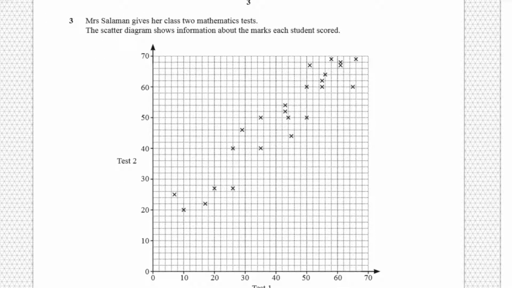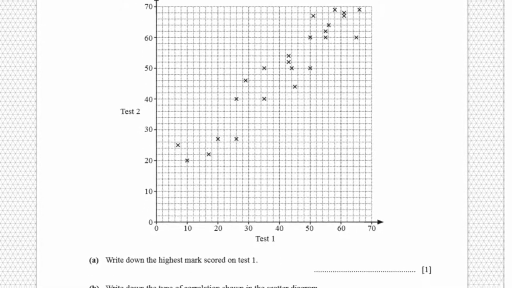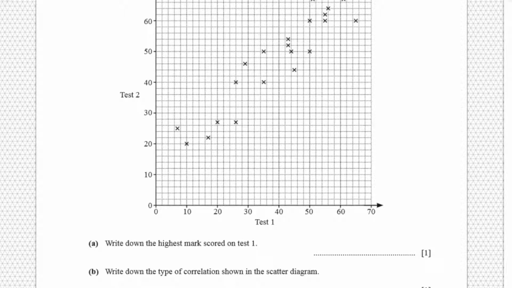Mrs. Salman gives her class 2 mathematics tests. Okay. The scatter diagram shows information about the marks each student scored. Write down the highest marks scored on test 1. Look at the test 1, the x-axis, see where the highest marks is, where you know, the furthest cross. Okay, seems like that's the second last over here.